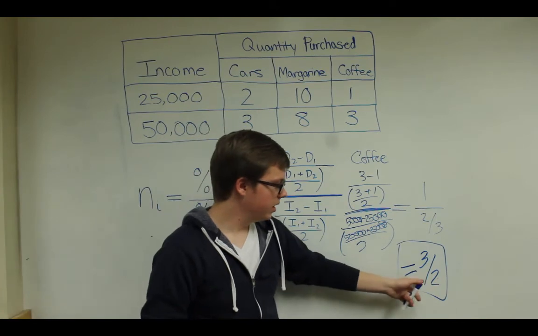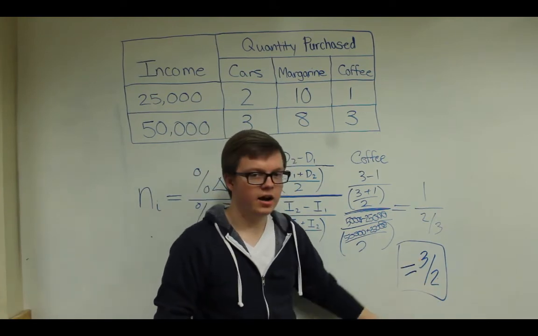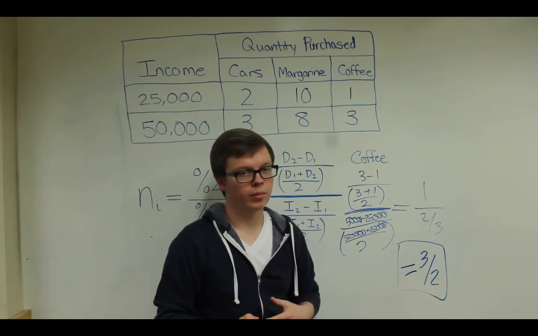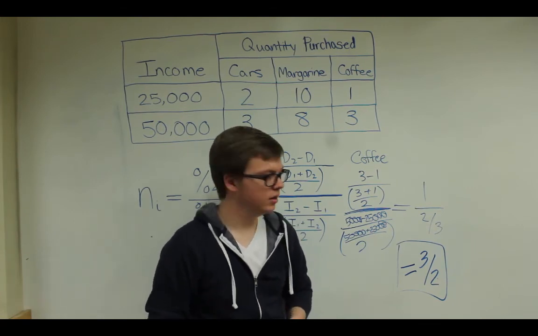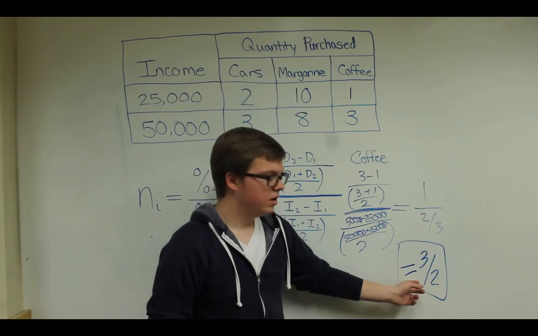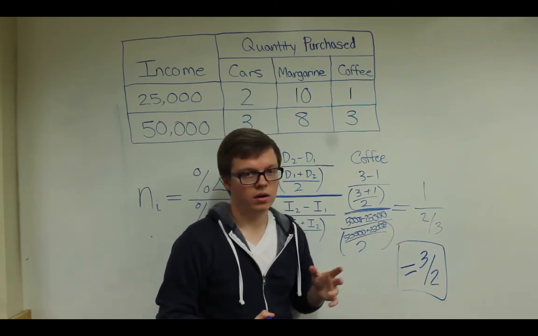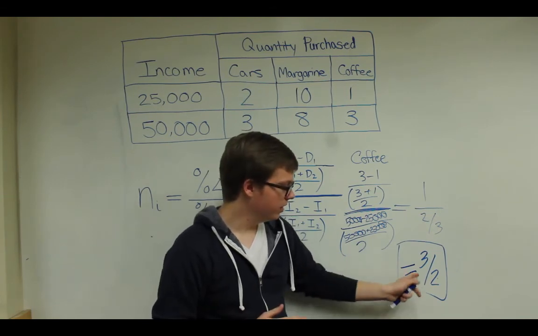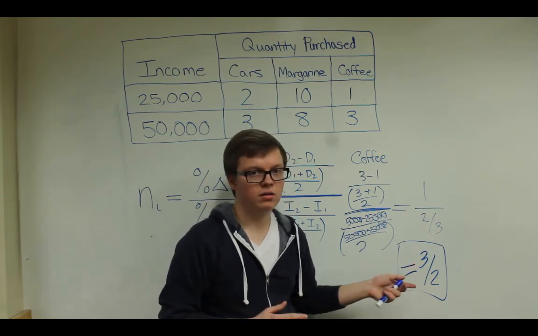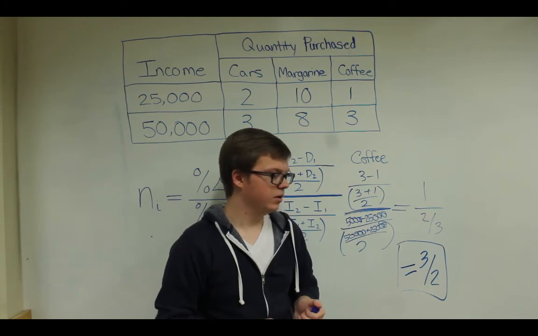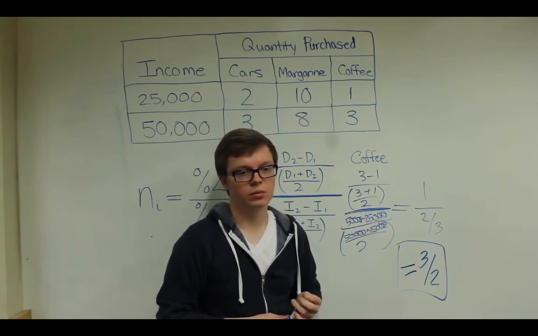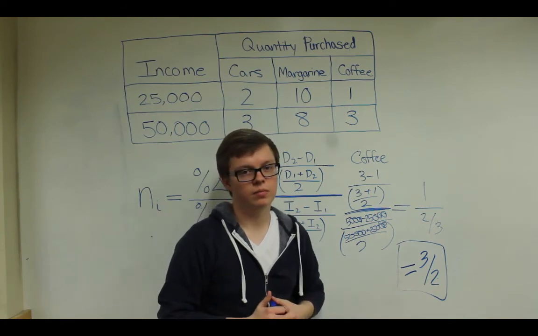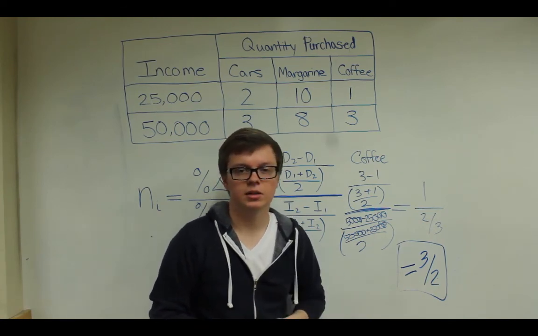And this time, 3/2 is a bigger magnitude than 1/3. Remember, it was negative 1/3 for margarine. And that tells you that your demand changes more in response to a change in income. We call that, when this number is greater than 1 in magnitude, we say that your demand is elastic with respect to income. So that's what the number tells you about the economics.